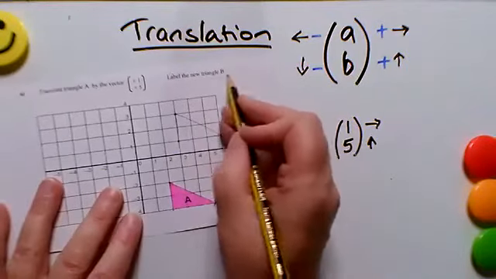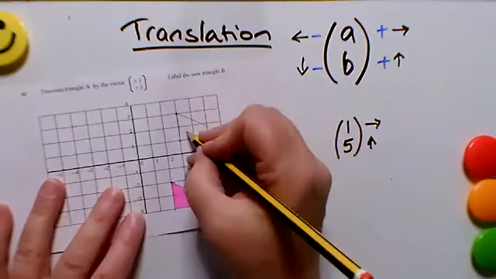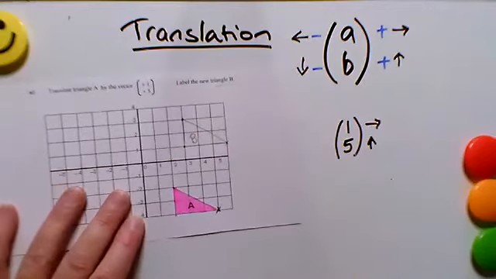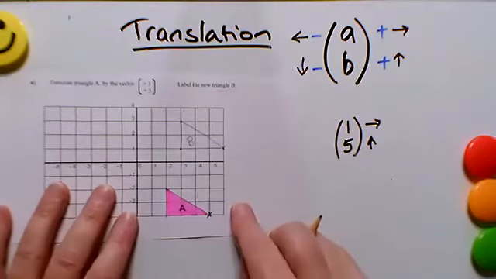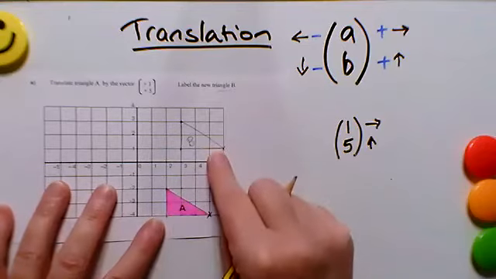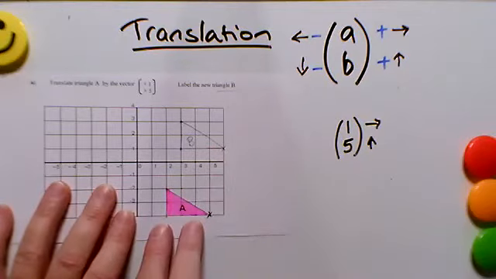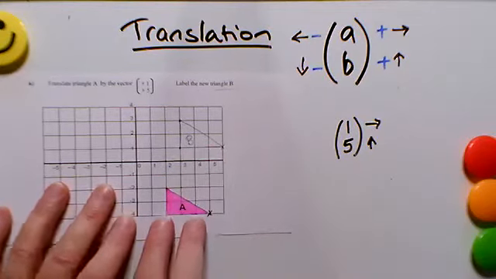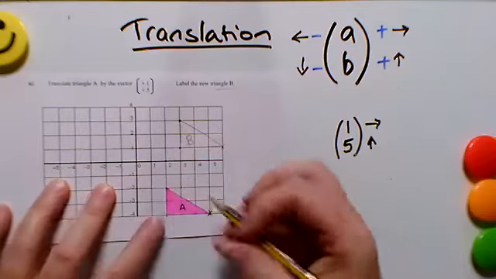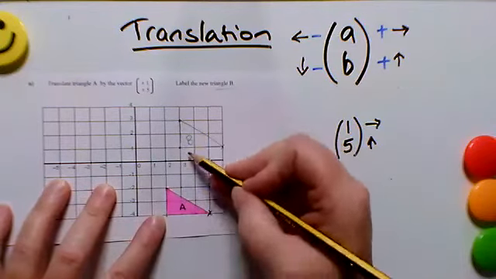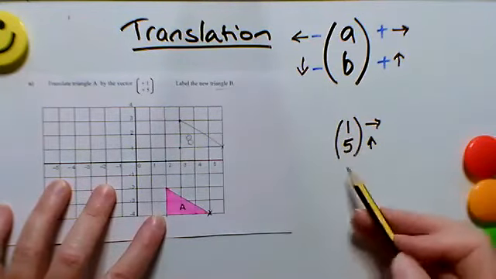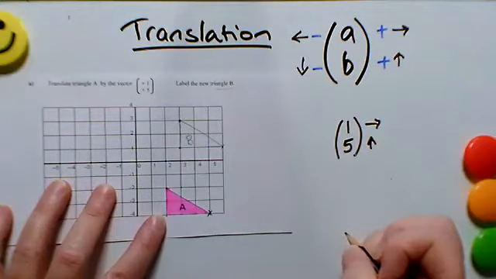And it says label the new triangle B. So I'm going to do as I'm told, and I'm going to label the new triangle B. Okay, so what do we notice? We notice that triangle A and B are congruent. They are exactly identical in terms of the shape. All we've done is we've just moved the triangle over here. So we've moved it in just a sort of slightly diagonal line, transformed using this vector (1, 5).